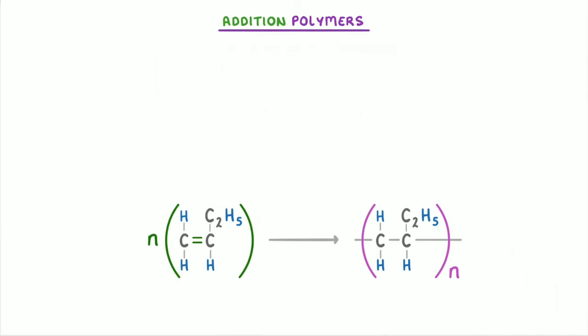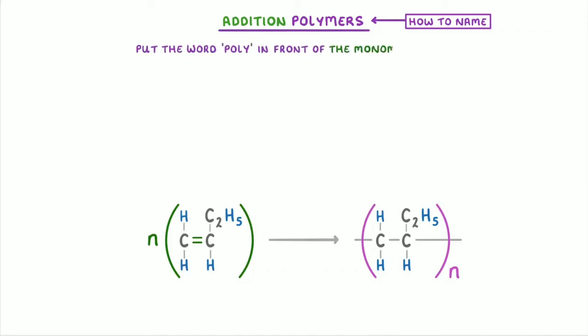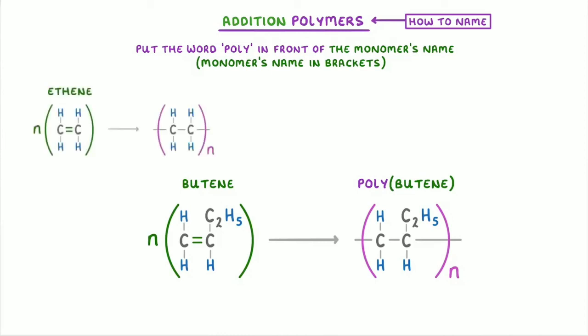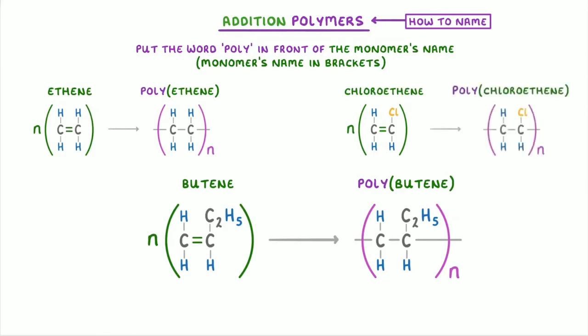The last thing we need to cover is how to name the polymers, which is actually really easy, because all we have to do is put the word poly in front of the monomer's name, and put the monomer's name in brackets. So in our example here, where we're drawing the polymer of butene, the monomer is butene, and therefore the polymer is called polybutene. Or if we go back to the first example we did, the polymer would be called polyethene. Or if we had this monomer, which is called chloroethene, we'd make the polymer polychloroethene.